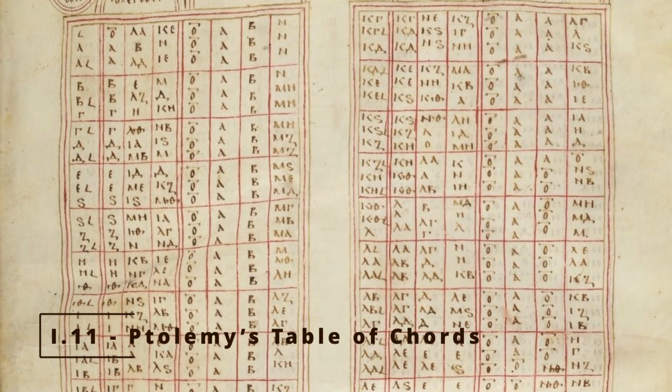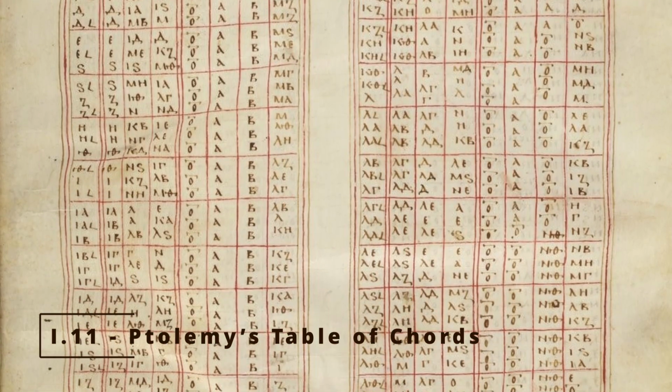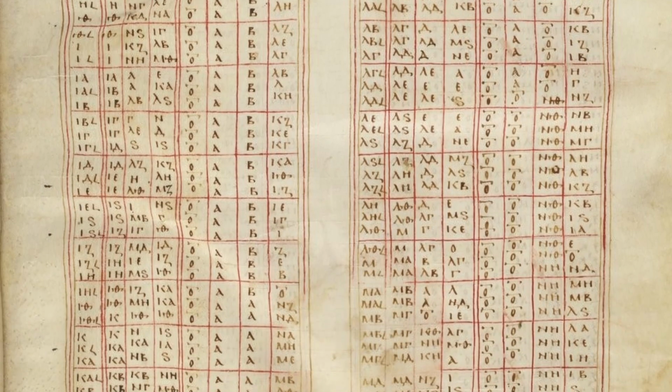And with a little help from a theorem from Aristarchus, he's able to determine the length of any chord for each half-degree interval from 0 to 180 degrees. And that is laid out in Chapter 11, the entirety of which is the presentation of that table.